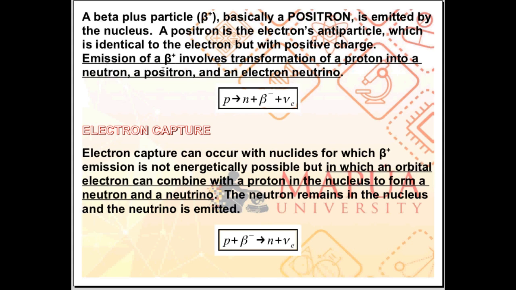Emission of a beta plus particle involves transformation of a proton into a neutron, a positron, and an electron neutrino. So a proton is transformed into a neutron, positron, and an electron neutrino. So this should be beta plus, not beta minus. Okay, so correction here, this should be beta plus.